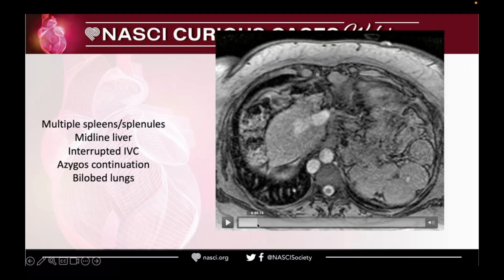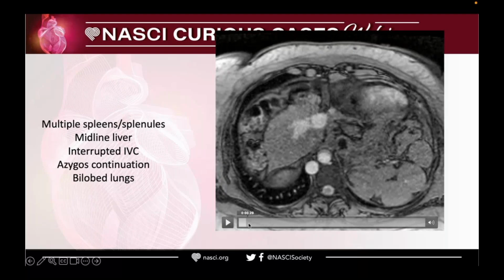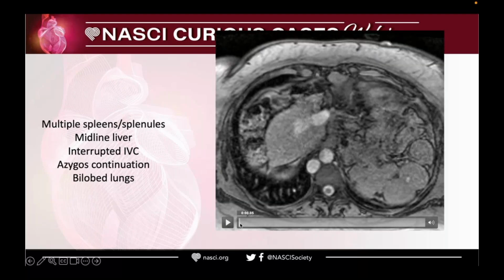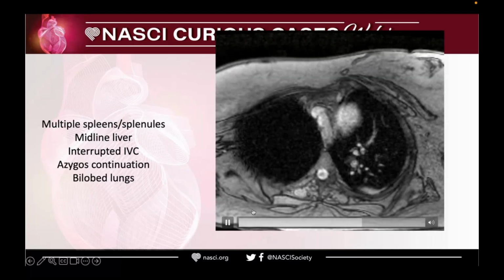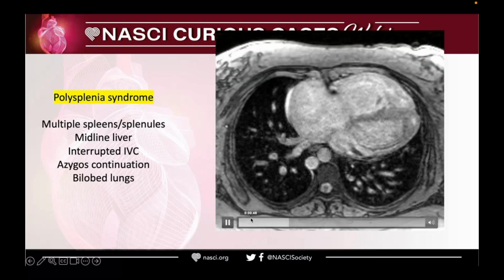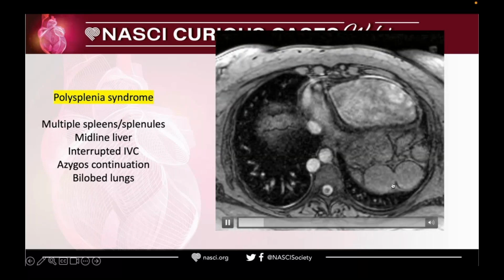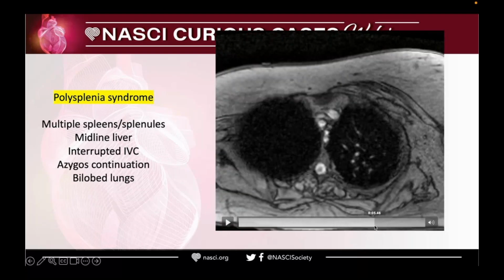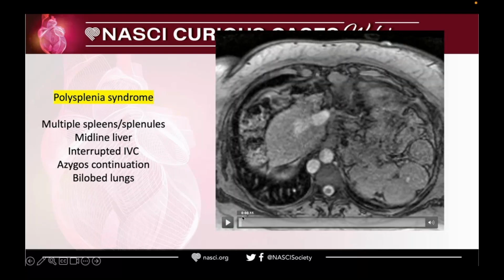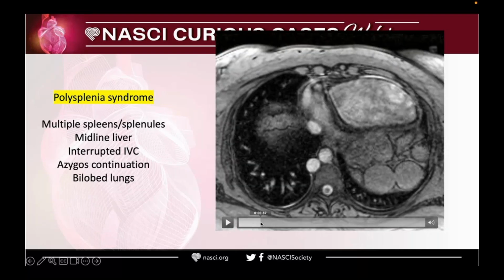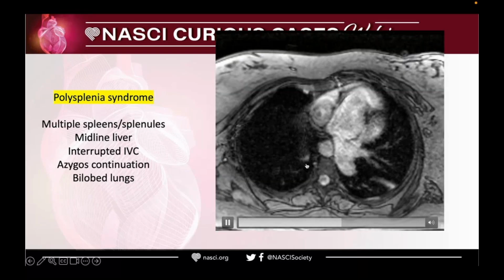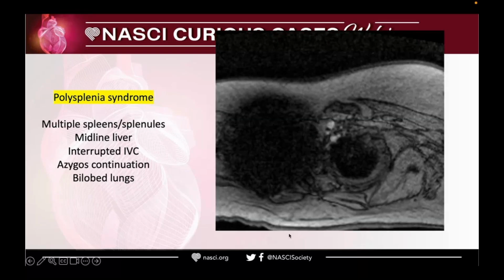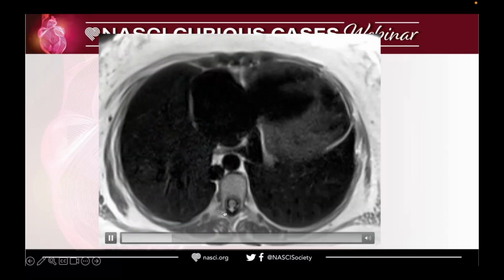Yeah, okay, excellent. So sometimes it may be occlusion of the IVC if this is not a congenital case, but this patient had polysplenia syndrome. It's characterized by multiple spleens. You see here in the left upper abdomen, the multiple spleens. Also a relatively midline liver, interruption of the IVC, and subsequently the azygos vein acts as another IVC to drain into the SVC. And this is another view.